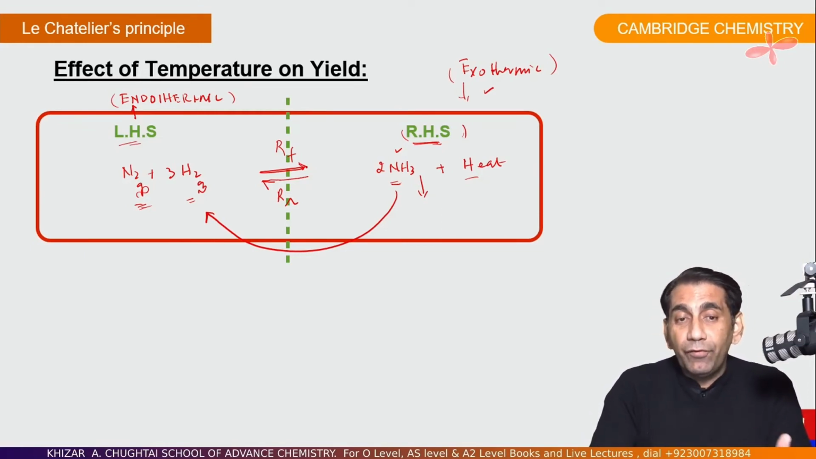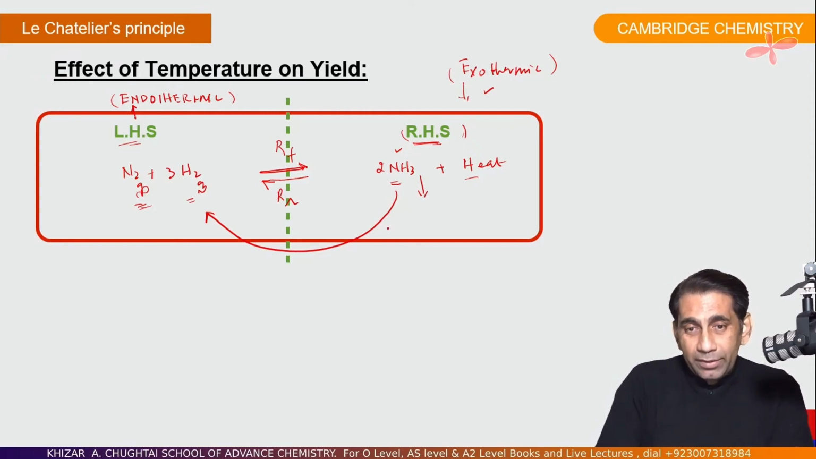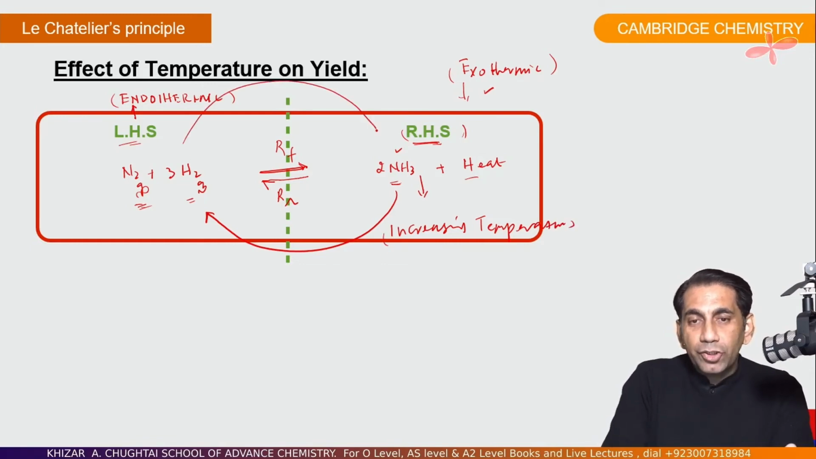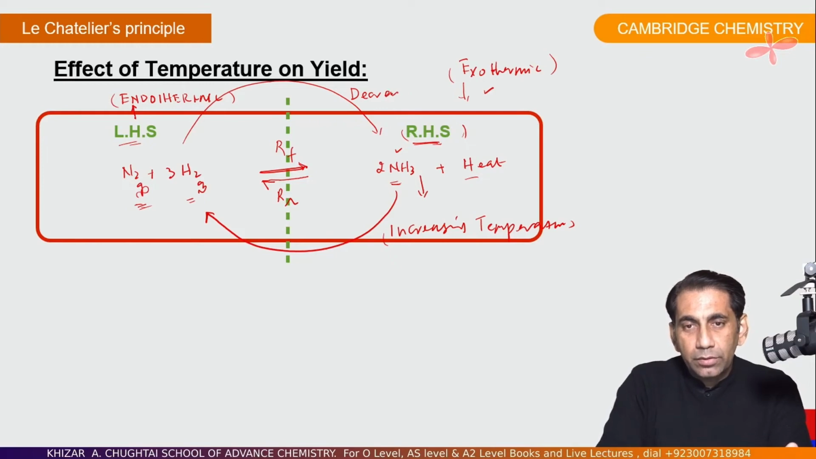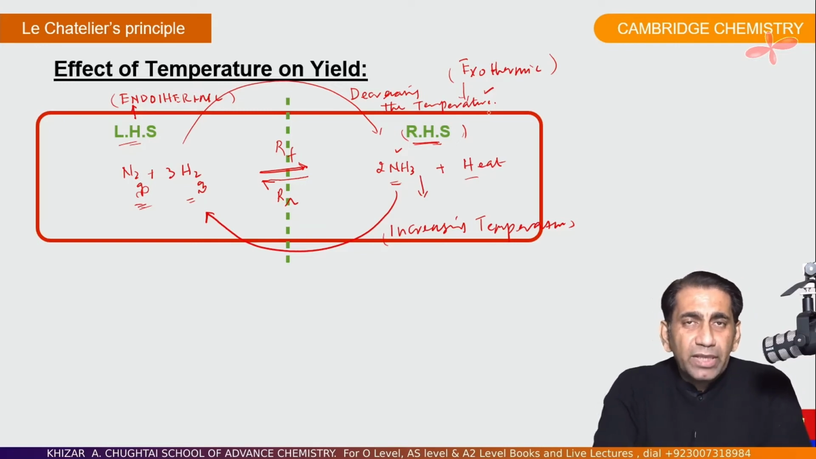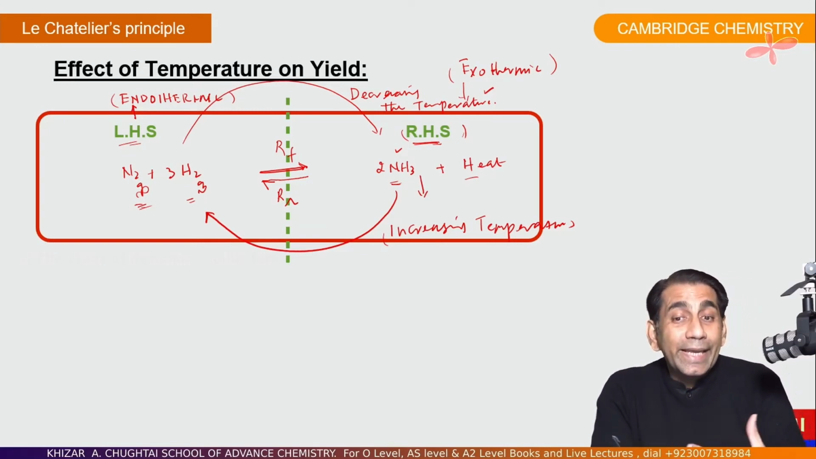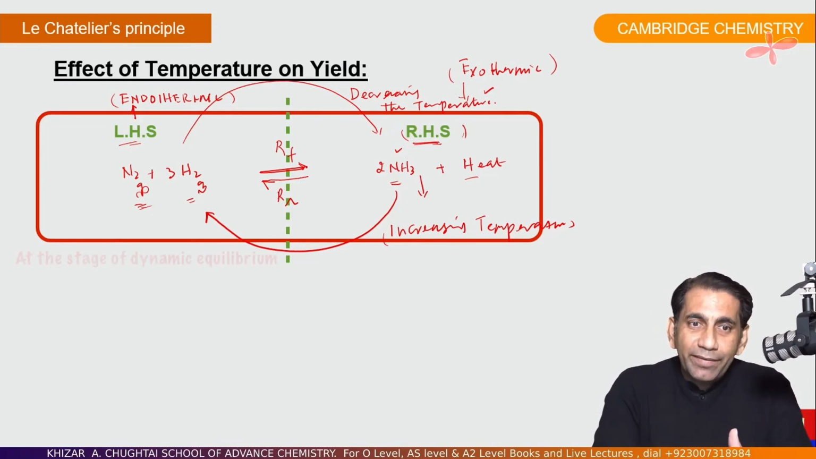Lowering the temperature will favor the exothermic reaction. Decreasing the temperature will favor the exothermic side of the reaction. Increasing the temperature will favor the endothermic side of the reaction, and so on.